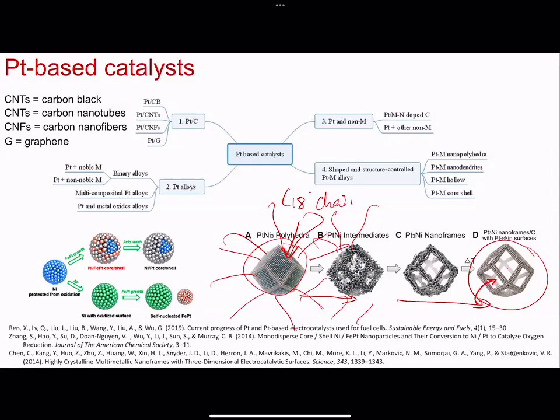But yes, the change in stoichiometry is dependent on the reaction, the Kirkendall effect, the fact that nickel has a different diffusivity than that of platinum.